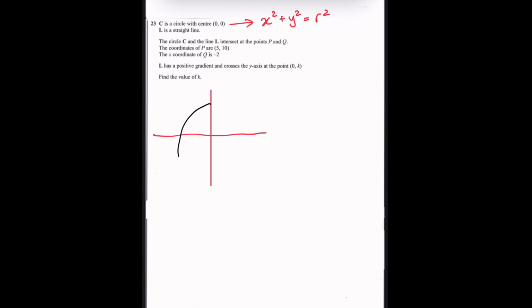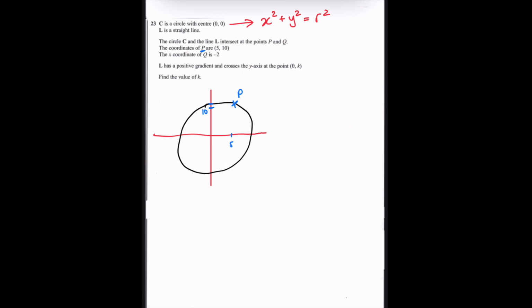Here's my circle, center 0, 0. Okay. And we have the coordinates of P at 5, 10. Let's make that up. I'm going to estimate that and pretend it's here. Okay, this is point P at 5, 10. So I'm going to mark 5, and let's pretend that's here, 10.